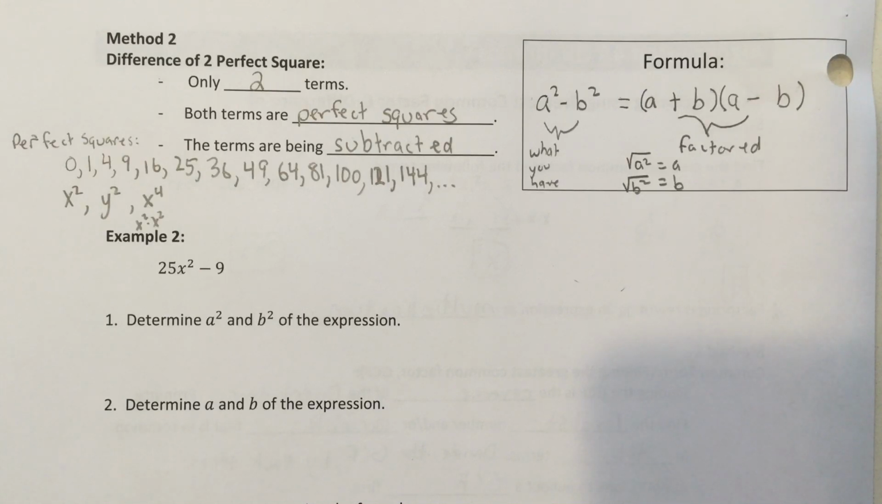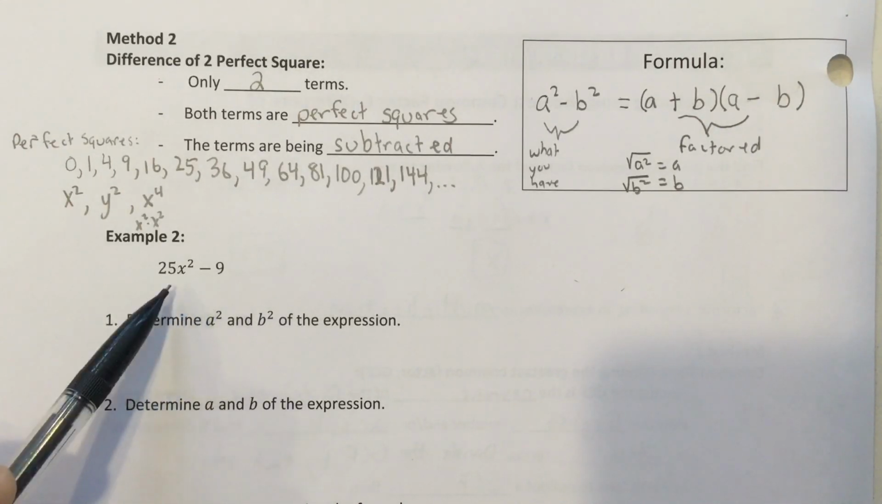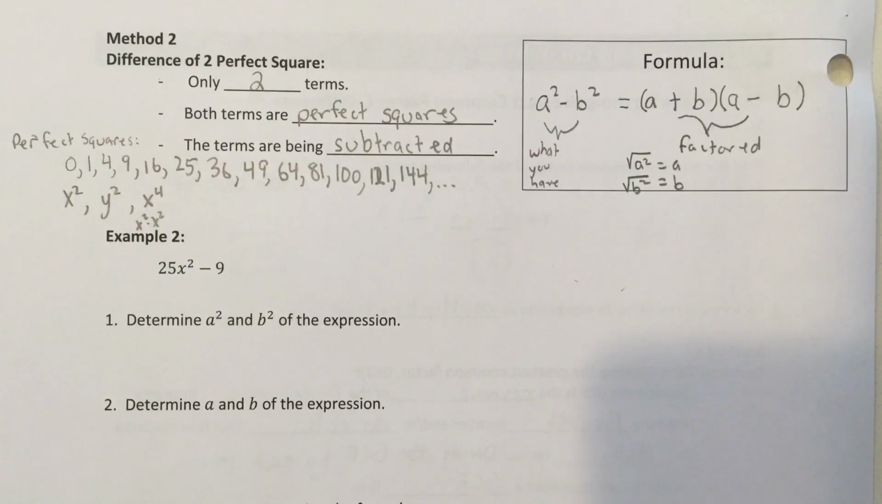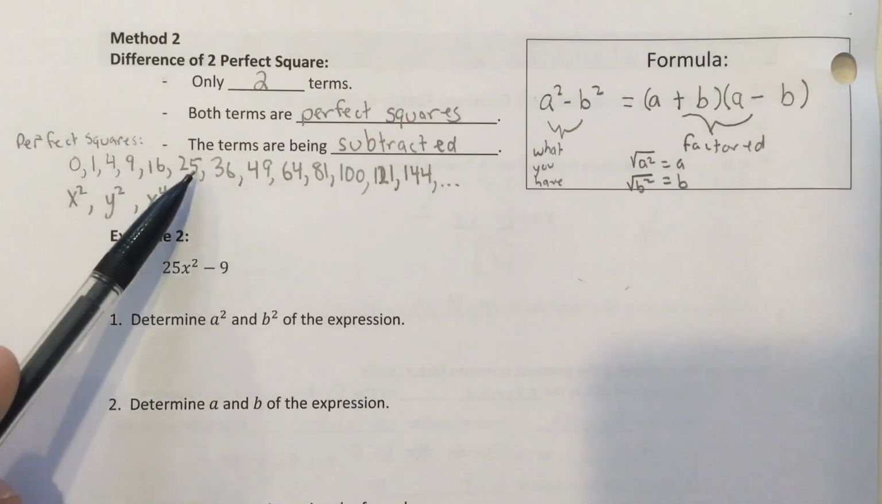All right, if I look at my example, 25x squared minus 9, I still look for a GCF first. However, there's no variable that goes into both, and there's no common factor. The factors of 25 are 1 and 25, and 5 and 5, and the only factors of 9 are 1 and 9, and 3 and 3. So there's no common factor. So I notice there are two terms being subtracted, and 25 is a perfect square, so is x squared, and so is 9. They're all on my list here.